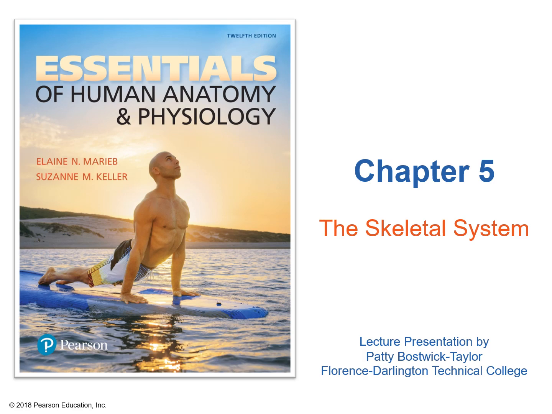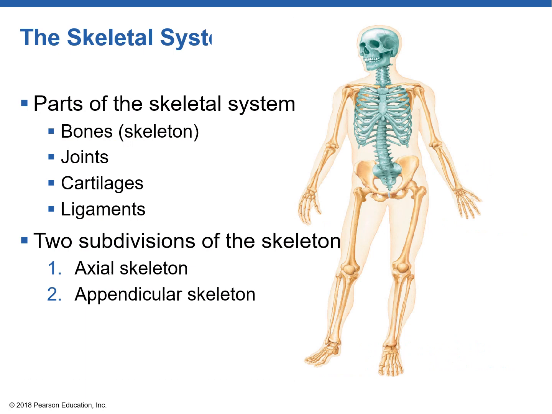This is the skeletal system. The bones of our skeleton are part of the skeletal system, which also includes joints, cartilage, and ligaments. The skeleton is divided into two parts, the axial skeleton, which includes the bones of the longitudinal axis, and the appendicular skeleton, which are the bones of the limbs and the girdles.